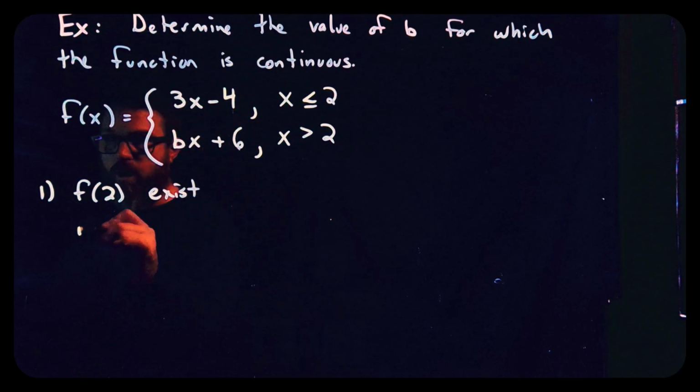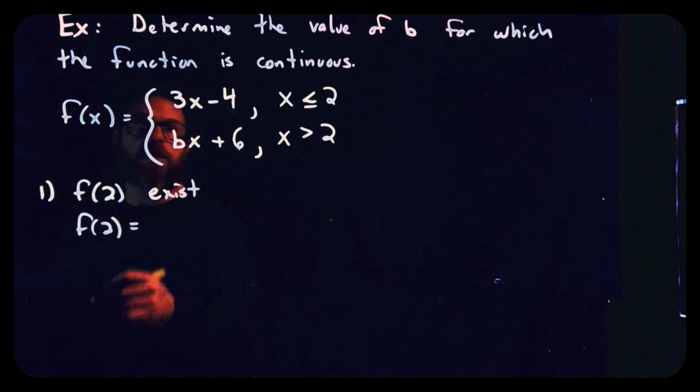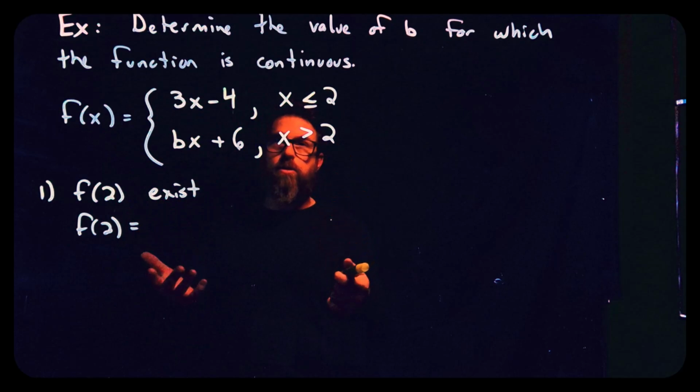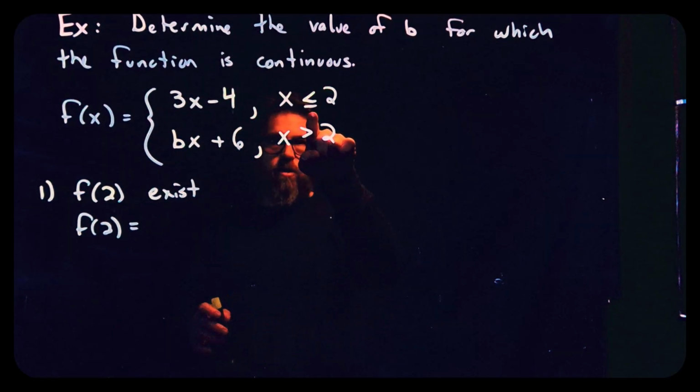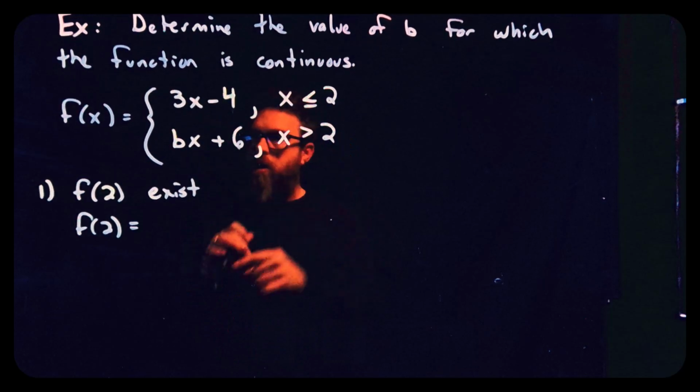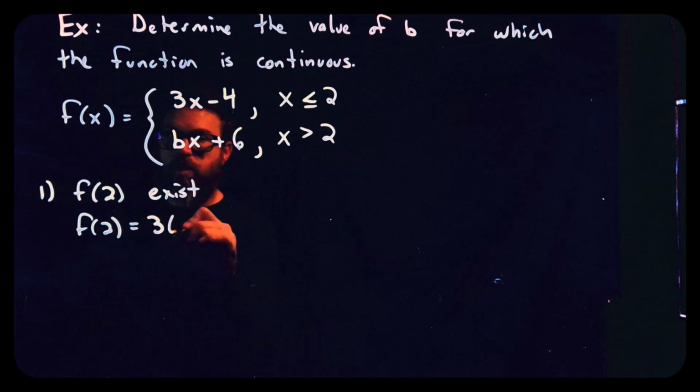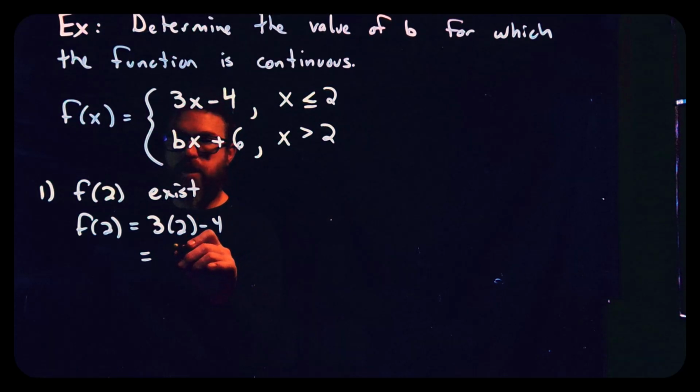So what is f of 2? Well, when I plug this in here, I have to figure out what function do I use when x is equal to 2? So, when x is equal to 2, I'm going to use this top function. So that means this is going to be equal to 3 times 2 minus 4. So 6 minus 4 is going to be equal to 2.